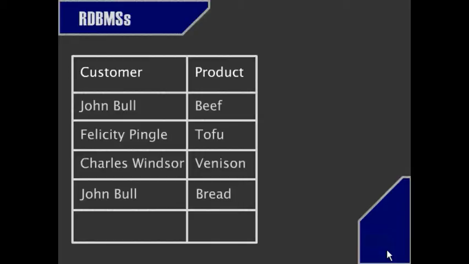For instance, if when John Bull enters the shop, a new person is working behind the counter, they might not know John Bull. They might have to ask him for his name. They might mishear it, and instead of John Bull, they hear John Ball. Later on, when we try to run a query to find out what products John Bull has bought from us, the only one that will show up is beef, because the computer isn't intelligent enough to recognize that John Ball is just a misspelling of John Bull.